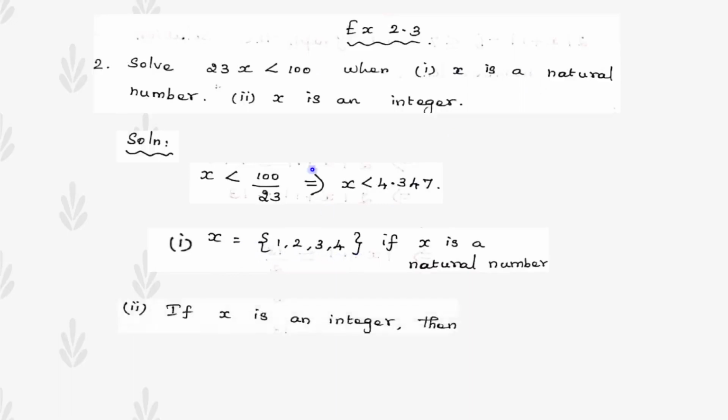Okay, for the second one, x is an integer. Integer means including the negative numbers also. So less than means 4, 3, 2, 1, 0, minus 1, minus 2, minus 3, etc. Isn't it? That is an integer. Therefore for this same question the answer is x equal to the set of all etc., minus 4, minus 3, minus 2, minus 1, 0, 1, 2, 3, 4.